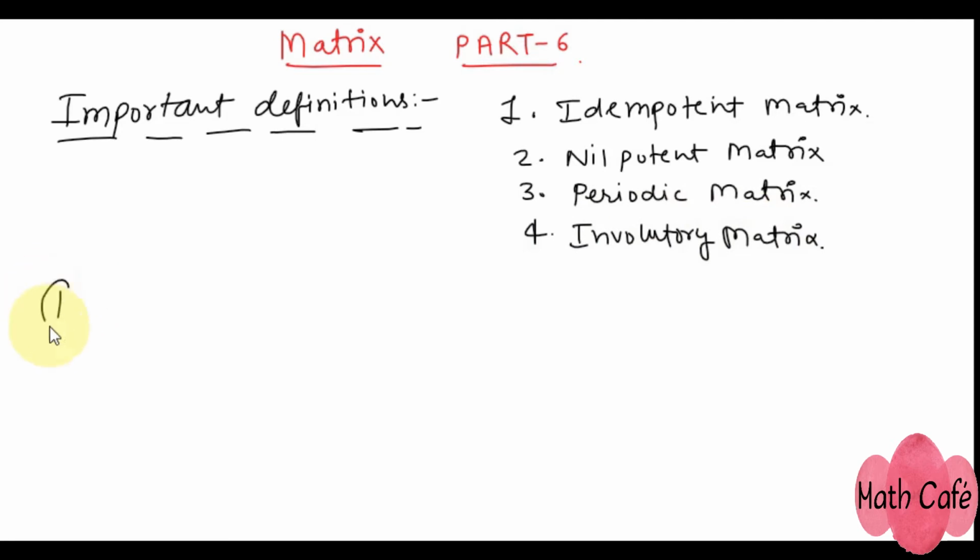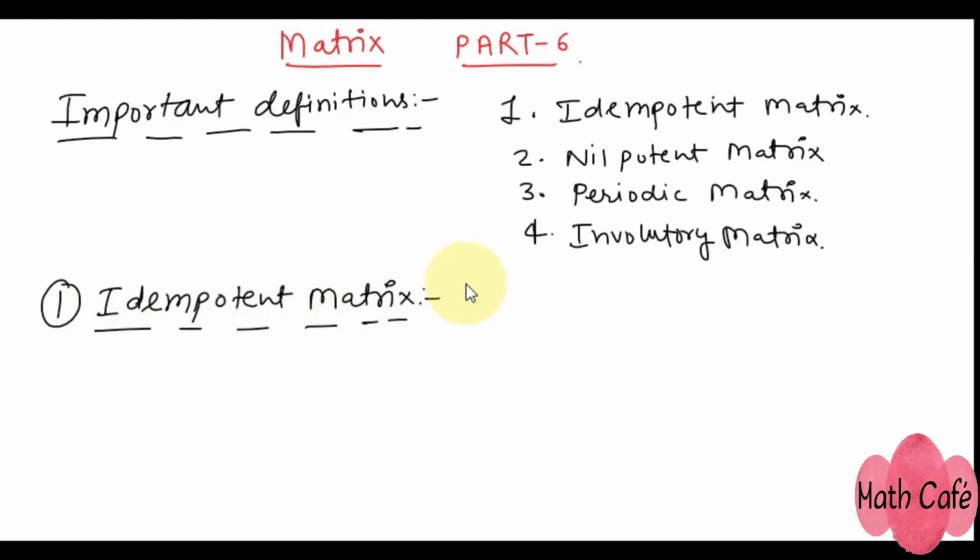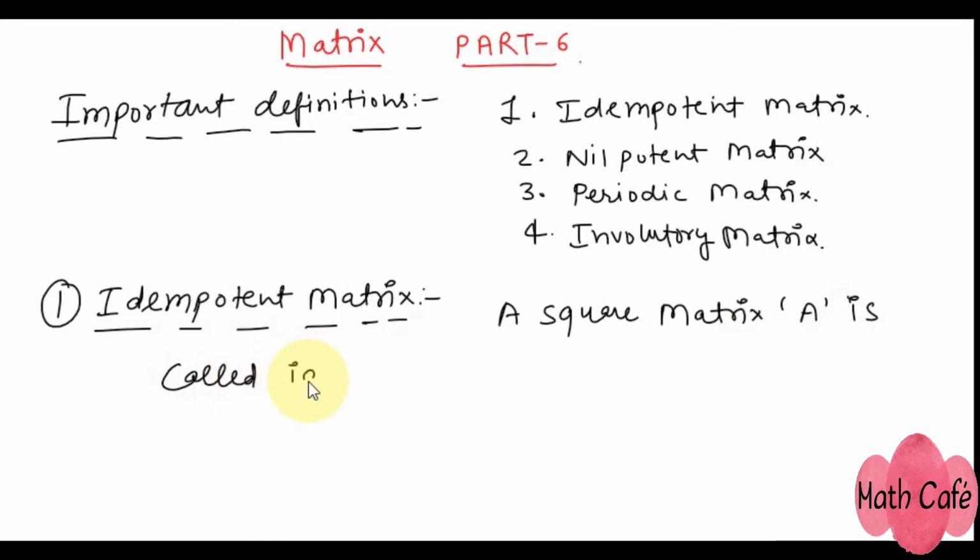So first definition is idempotent matrix. So a matrix A is called idempotent matrix if A square equal to A. So a square matrix A is called idempotent matrix if A square will be equal to A.